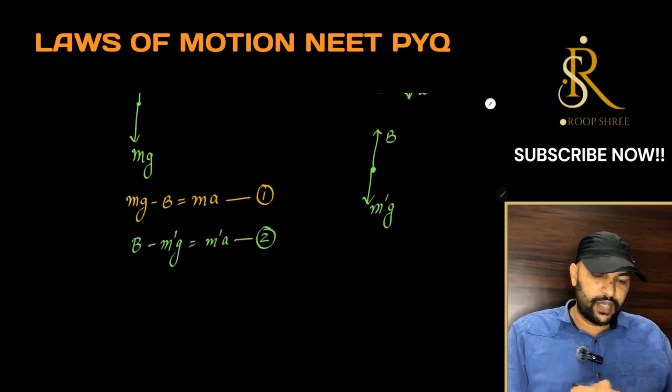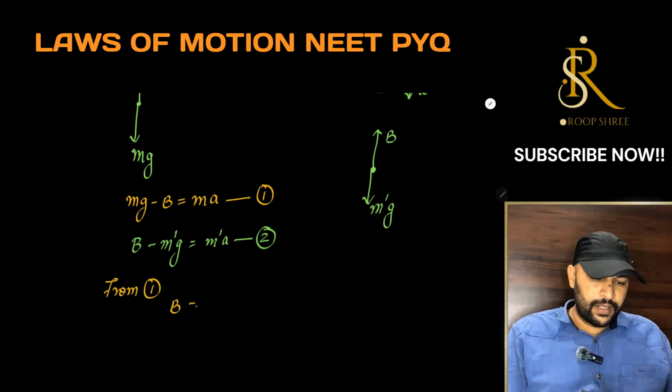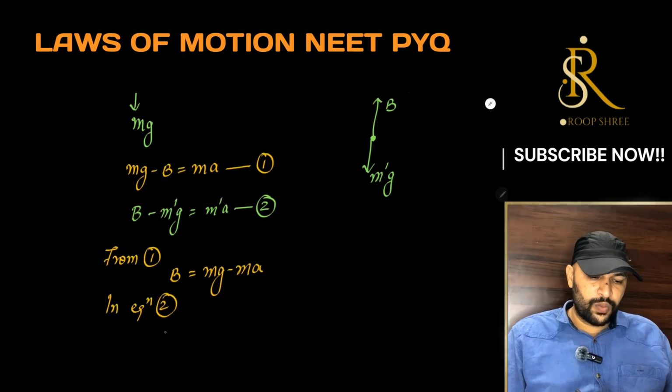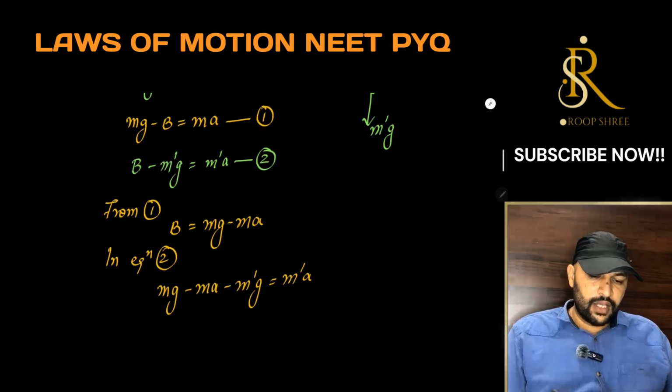So let's solve this equation. What is our equation 1? mg minus B equal to ma. So from equation 1, B will be equal to mg minus ma, correct? Let's substitute this in equation 2 at the place of B. So it will be mg minus ma minus m dash g equals m dash a. Sir, what do we have to find? The new mass m dash.